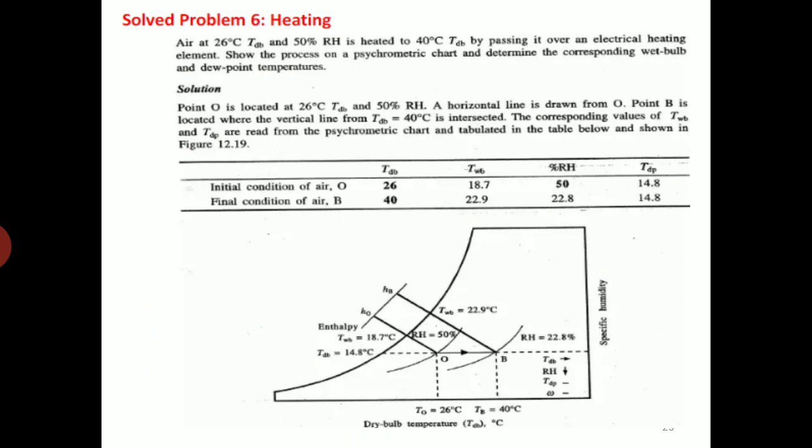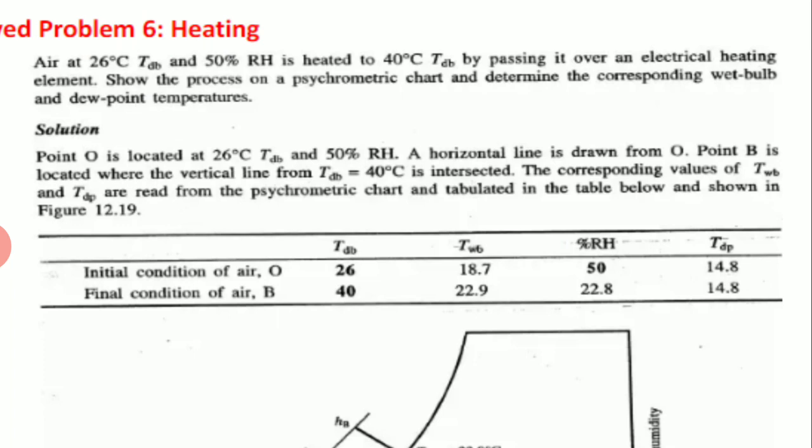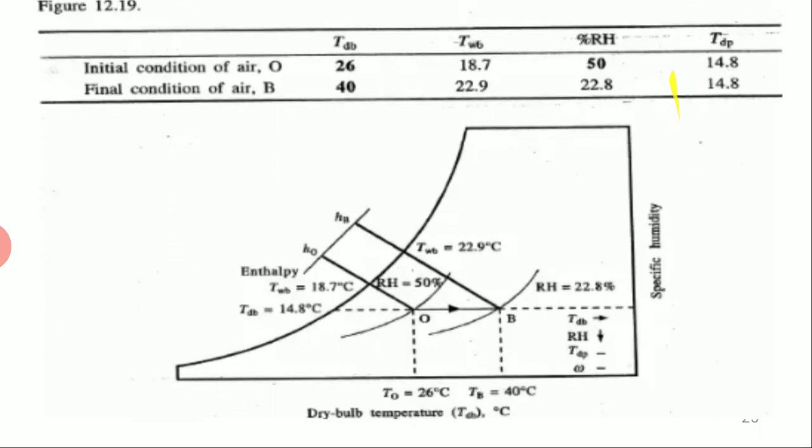Okay, the next problem talks about air at 26 degrees Celsius dry bulb temperature and 50% relative humidity, heated to 40 degrees Celsius dry bulb temperature by passing it over an electrical heater. So this is a heating process. Using the psychrometric chart, determine the corresponding wet bulb temperature and dew point temperature. So let us mark the points.